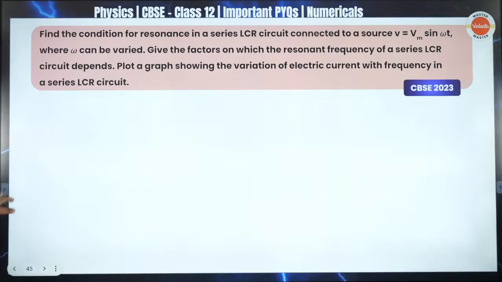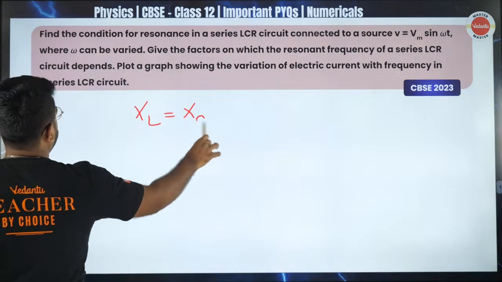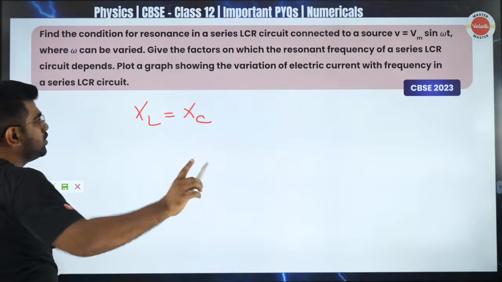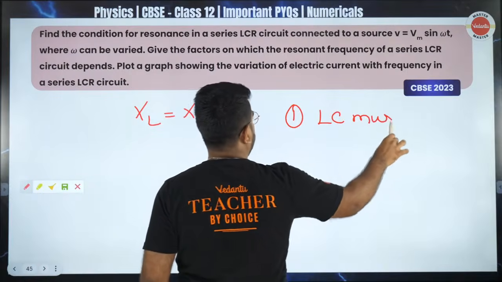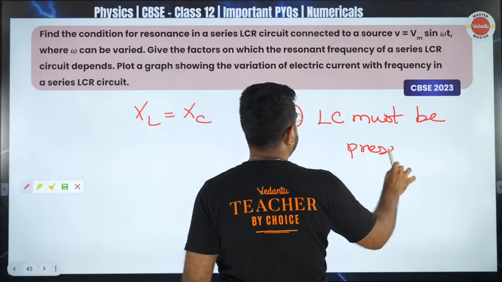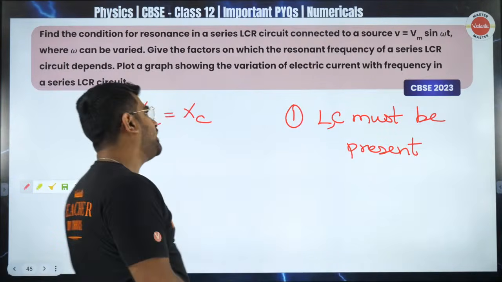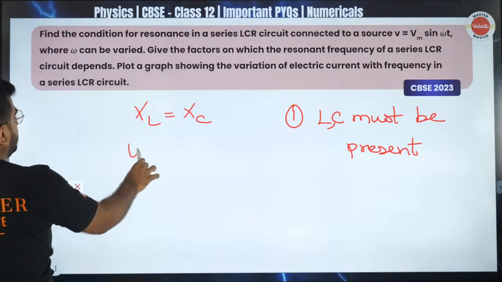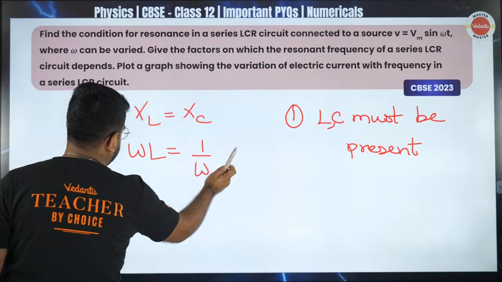Again, resonance frequency condition. The resonance condition is XL is equal to XC. So that is only resonance. For resonance to occur, L and C must be present. Without L and C, resonance does not happen. Please don't get it wrong in the exam. You need both L and C.